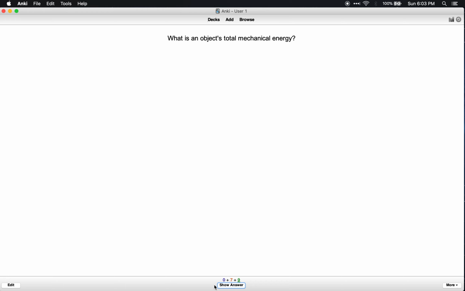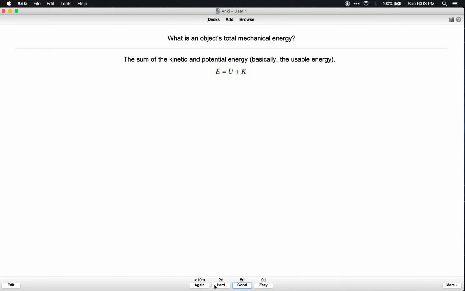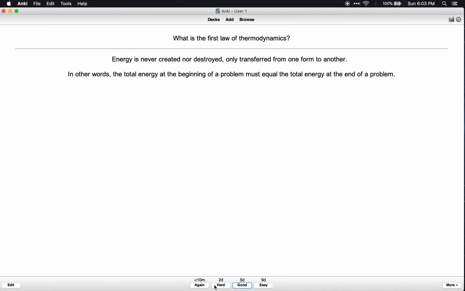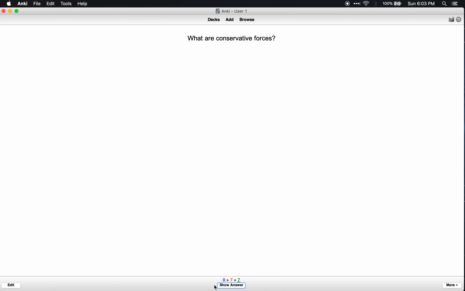What is an object's total mechanical energy? Delta E equals delta U plus delta K. What is the first law of thermodynamics? Energy cannot be created nor destroyed, only transferred from one form to another. Conservative forces are forces that don't dissipate energy into the environment. They conserve the energy, such as gravitational and electrostatic forces.